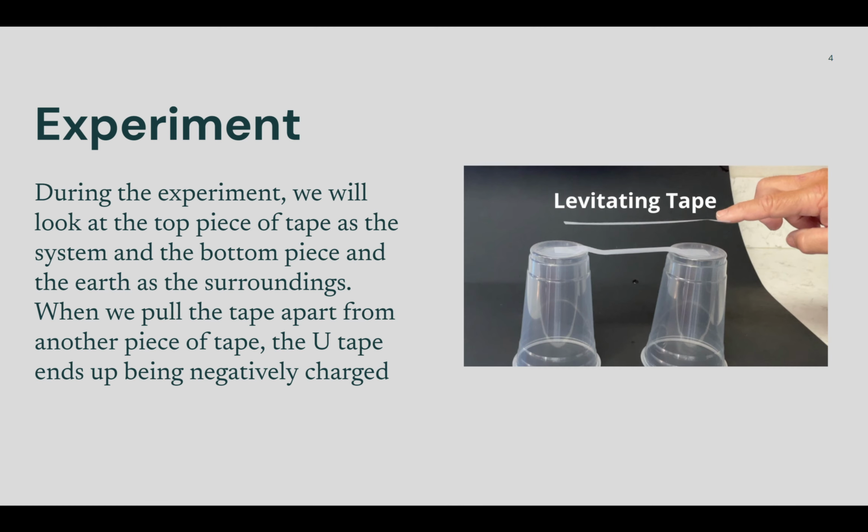Experiment. During the experiment, we will look at the top piece of tape as the system, and the bottom piece and the Earth as the surroundings. When we pull the tape apart from another piece of tape, the U-tape ends up being negatively charged. As you can see in the picture, there are two U-tapes which are both negatively charged.